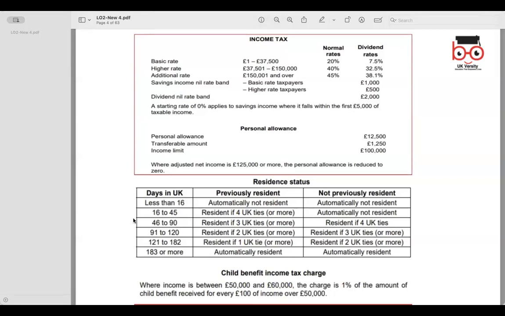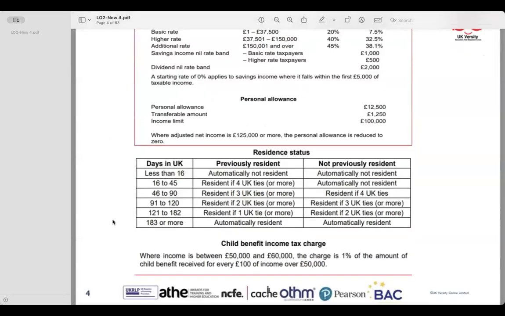Then, which is a very important thing we discussed yesterday, residential status. Do you have any idea about residential status, Harriet? Yeah, so it depends on how long the person has been working here and how long he's been staying here.